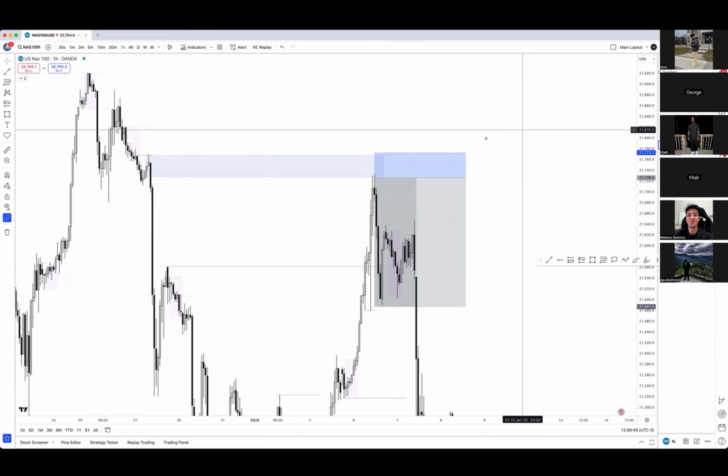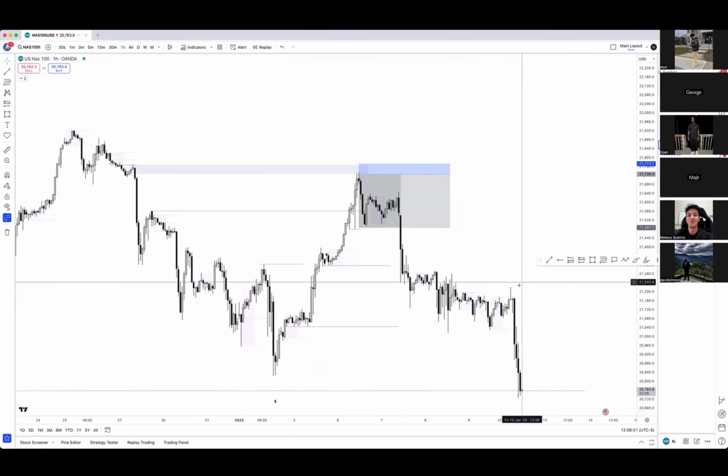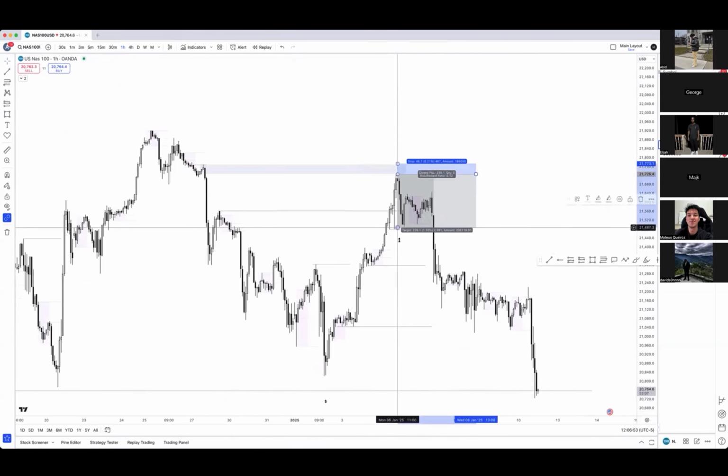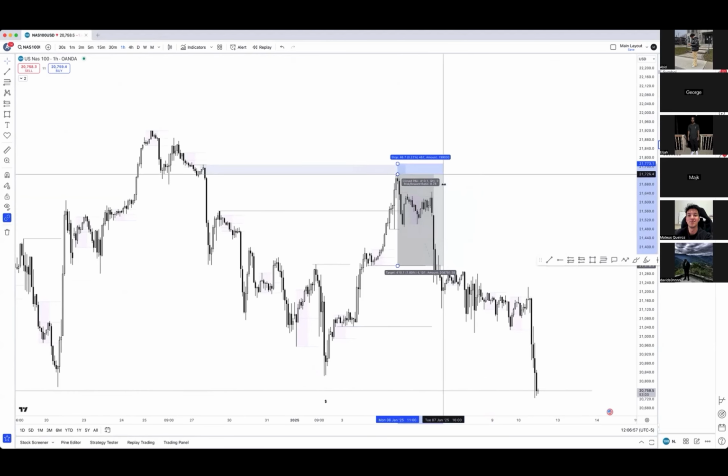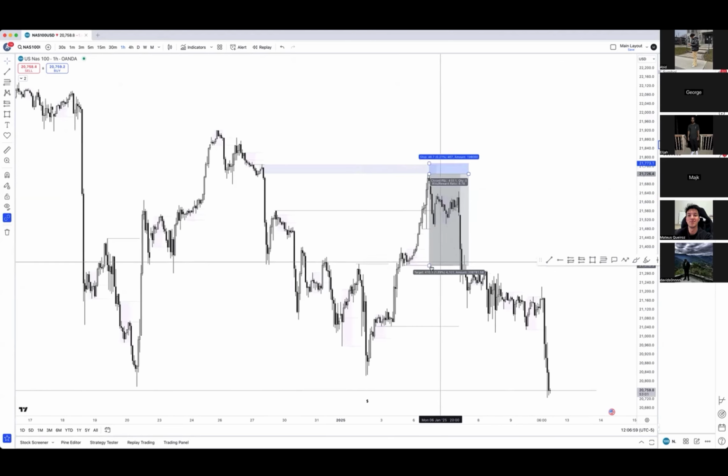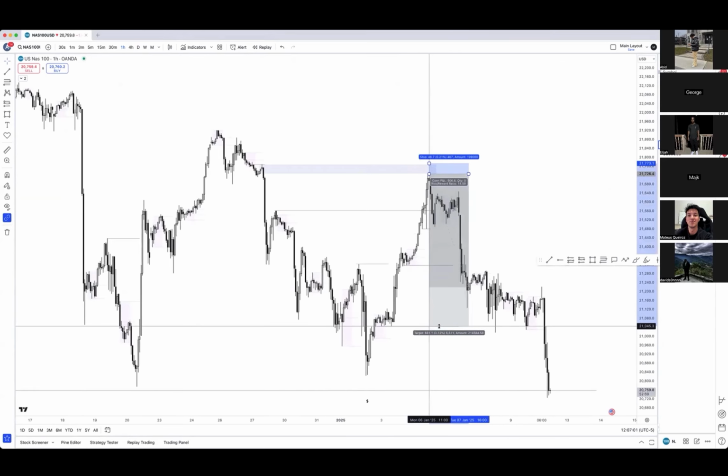And then yeah, so my targets were right here. So this was partial area number 1. That's where I partialed first. This was my second partial, and then full TP right here.